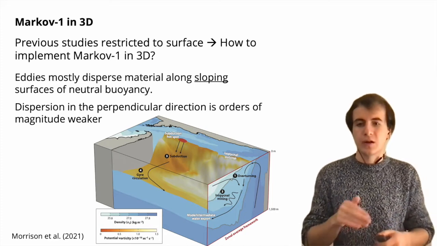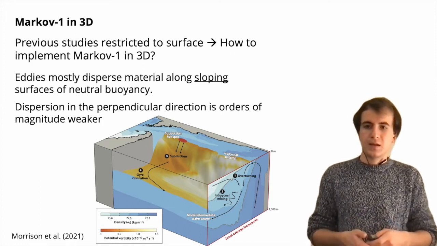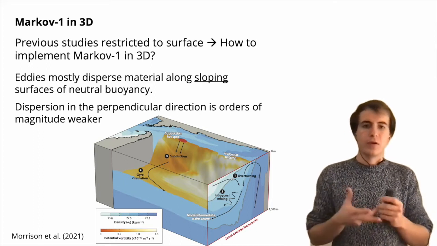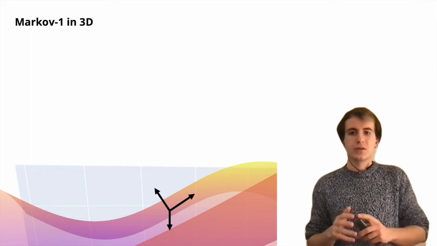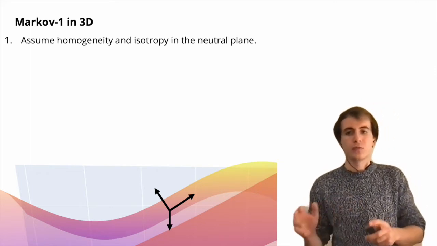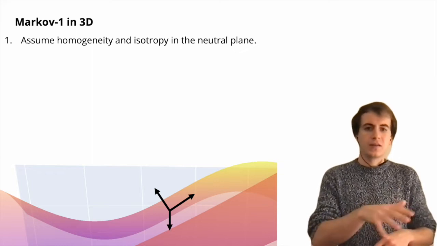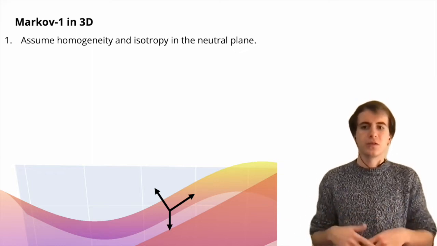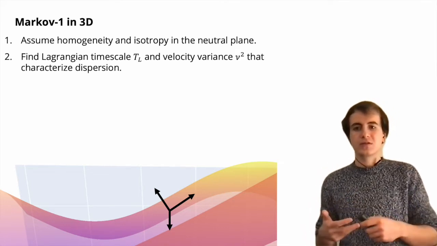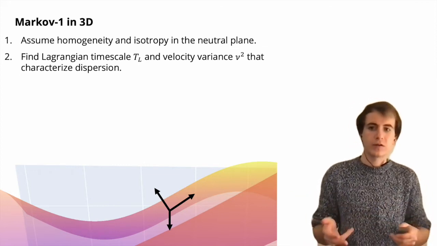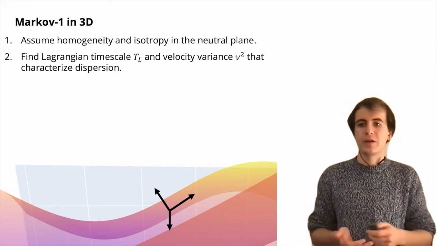This also happens in other regions, but I've included a little sketch of the Southern Ocean here from Morrison et al. So now if you want to apply the Markov 1 model in 3 dimensions, you should take the following steps. First, we assume homogeneity and isotropy in the neutral plane. So we don't account for any variations in what the dispersion looks like at different locations along the neutral surface. We assume it's all the same, also in each direction. Then we find Lagrangian timescale TL and the velocity variance nu squared, both as constants or parameters that characterize the dispersion in the full domain.